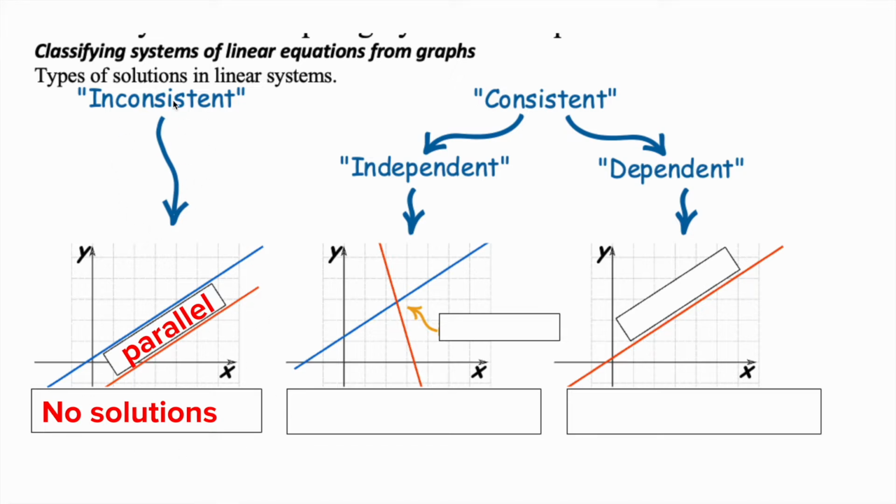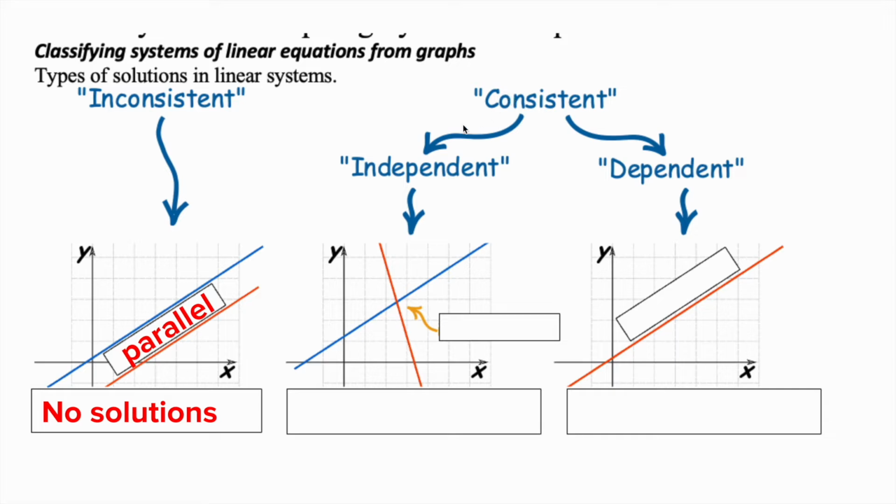So again, we call that inconsistent because they're parallel. They're not consistent with each other. They never actually interact, which means no solution. All right, so the second two have this consistent title at the top. So hopefully we understand if inconsistent means that they never interact with each other, they don't cross. Consistent means they are going to cross.